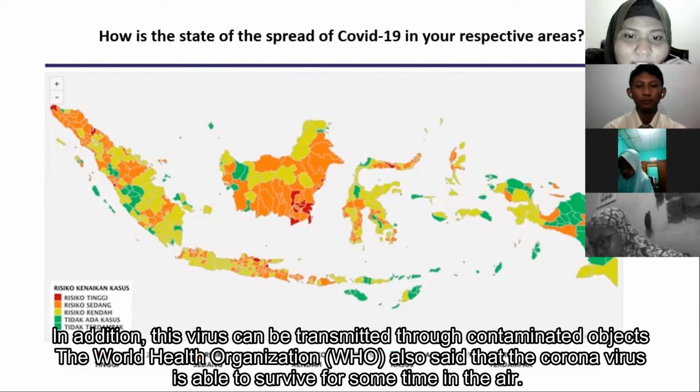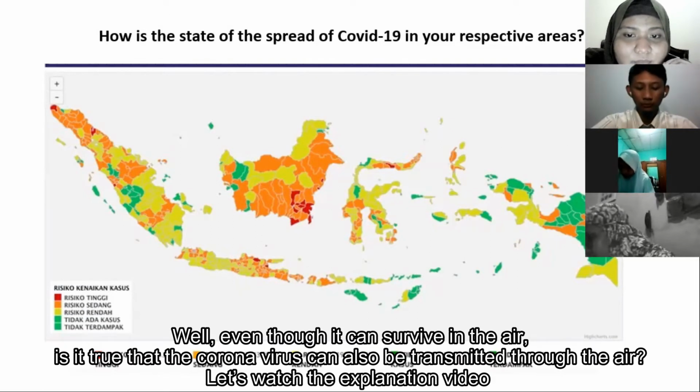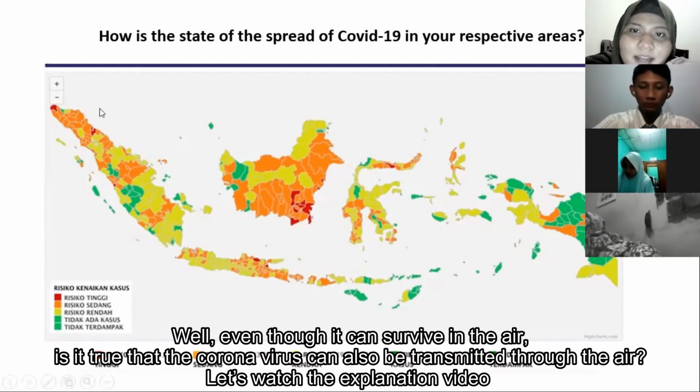The World Health Organization, or WHO, also said that the coronavirus is able to survive for some time in the air. Well, even though it can survive in the air, is it true that the coronavirus can also be transmitted through the air? Let's watch the explanation video.